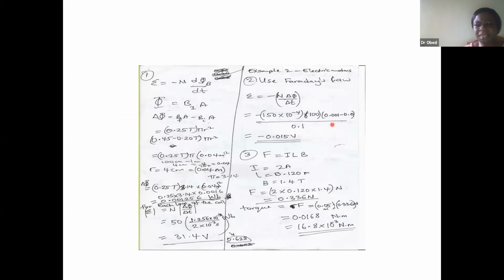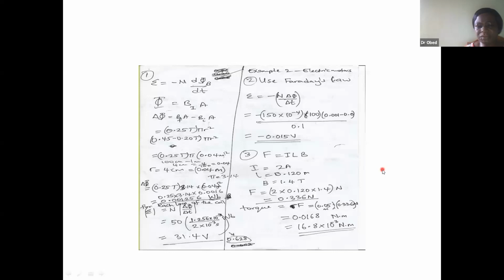So evaluating that, we have this equation. Using Faraday's law, if you evaluate this properly, you should be able to get minus 0.015 volts.